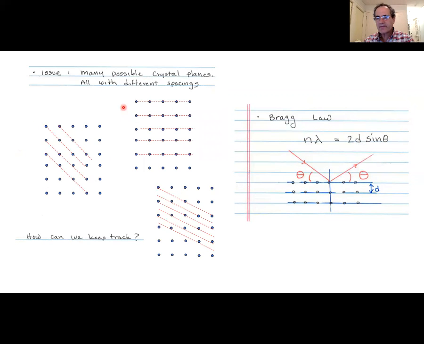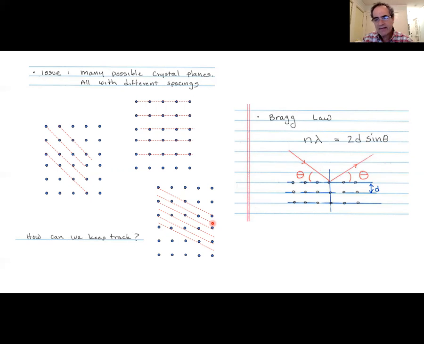If we imagine our crystal, there are actually many types of crystal planes, all with different spacings. This is the one we looked at before, but here is another way to draw the planes of atoms, and here's yet another way. Which of these give rise to Bragg scattering? Okay, and how can we keep track? Well, the fact is that they all give rise to Bragg scattering, but at different angles, and we need a scheme to keep track of them all, because they're going to be, in principle, so many different types of plane spacings, and so many diffracted lines.